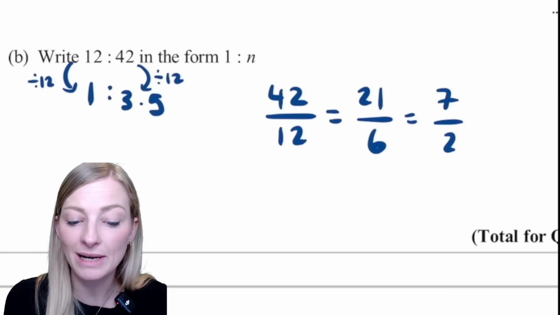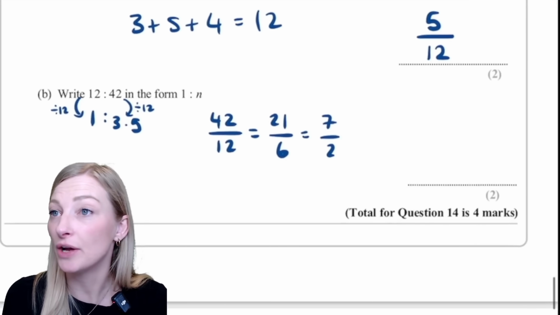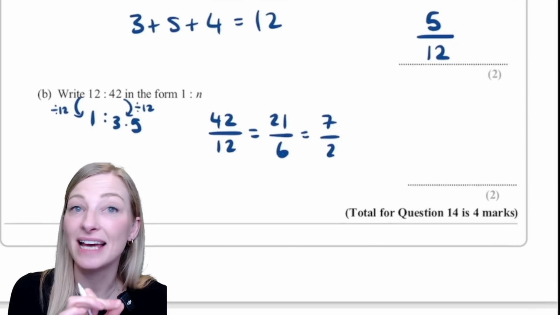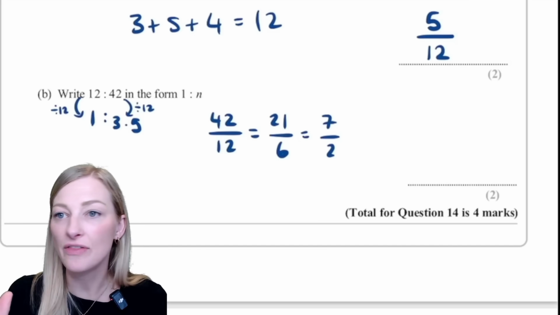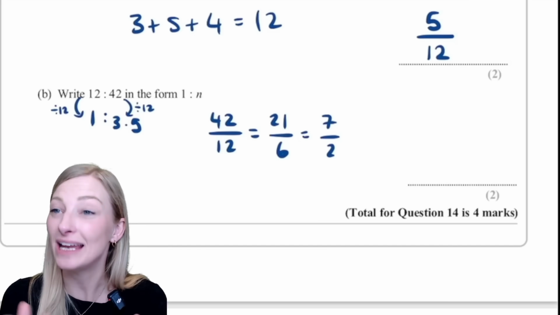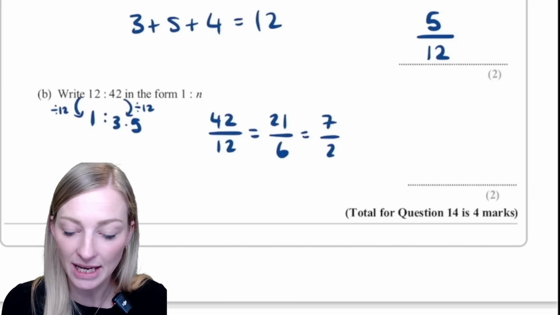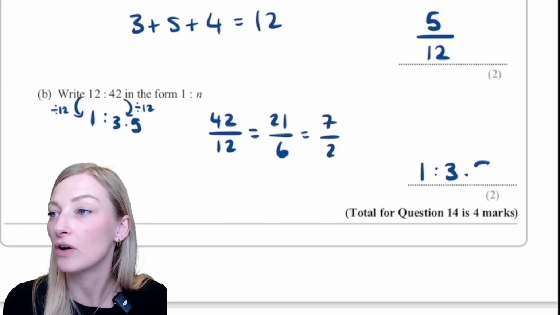You can't normally have a decimal in a ratio unless they have specifically said the left-hand side or the right-hand side has to be 1, then the other number is whatever it needs to be in order to make that happen. So your answer is 1 to 3.5 there.